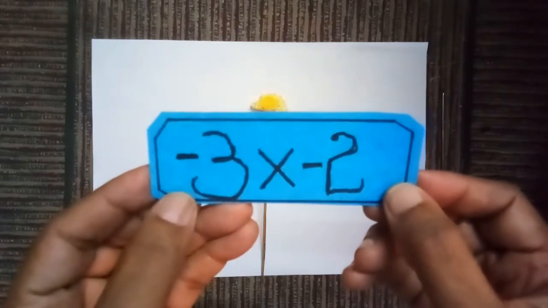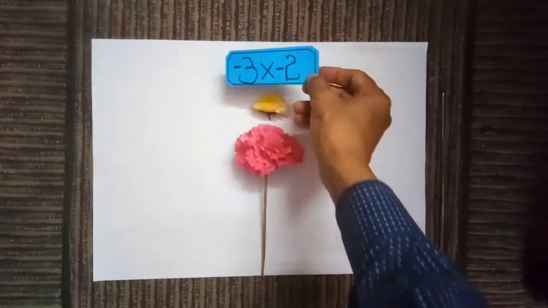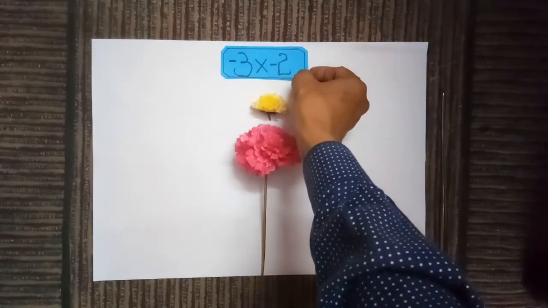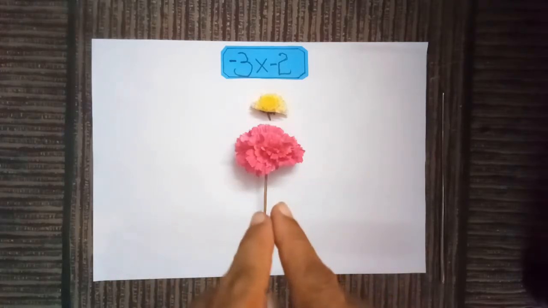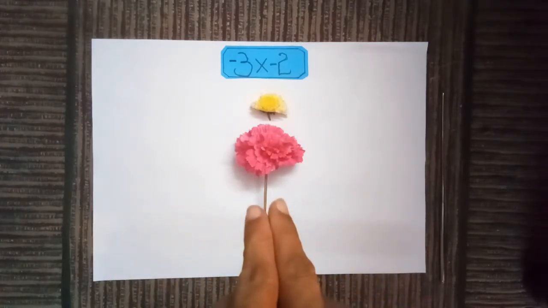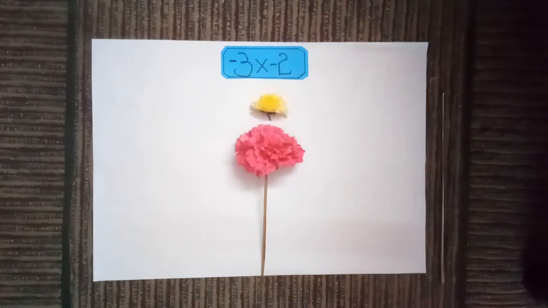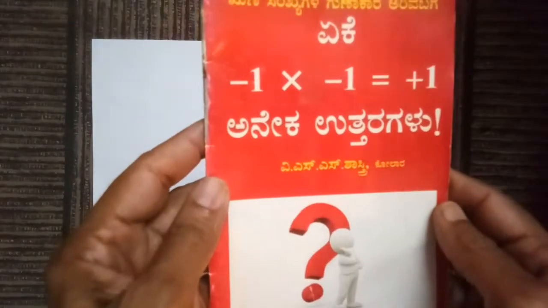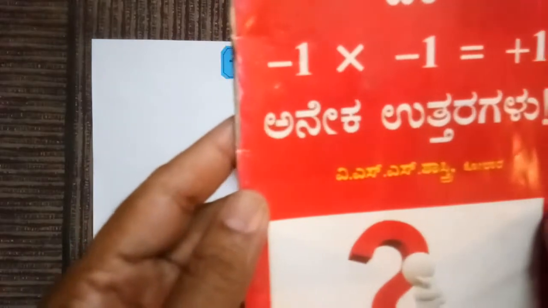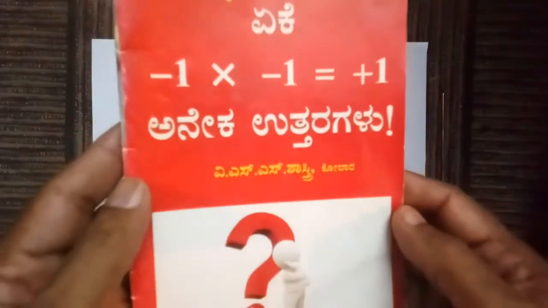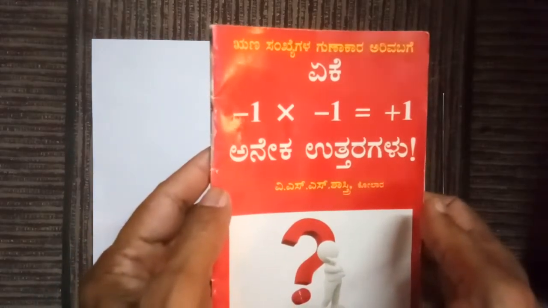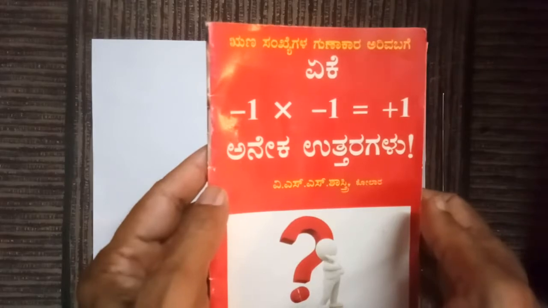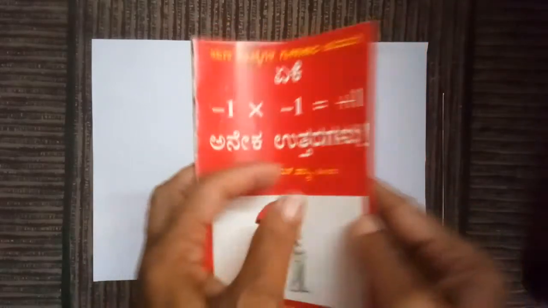Here is a small activity through which I wanted to tell you this point. On YouTube, there are many videos that explain this rule. I am really inspired by all of them, and one of my mentors, VSS Shastri ji from Kolar, way back in 2007 itself, tried to explain how negative 1 times negative 1 is positive 1.